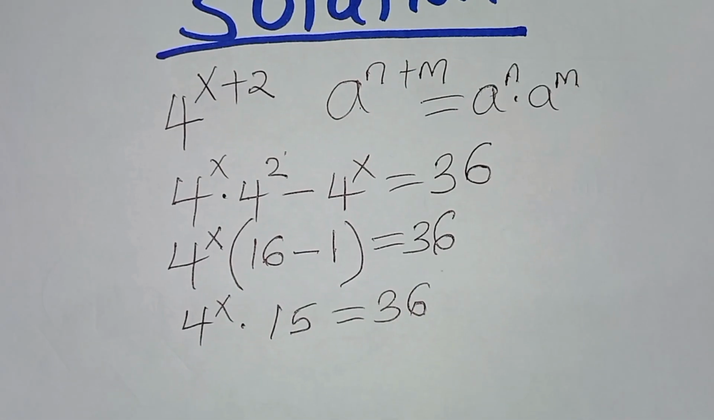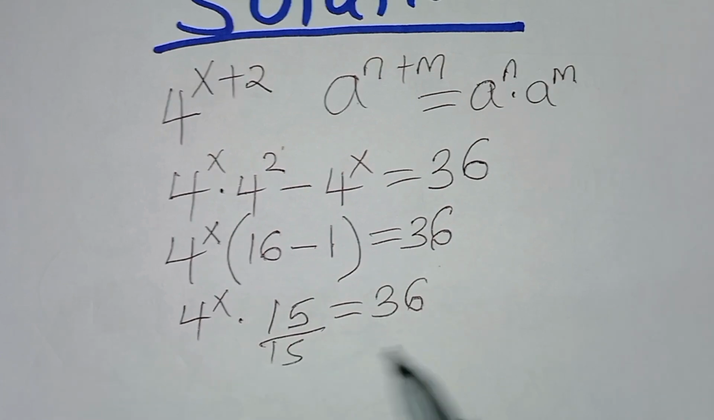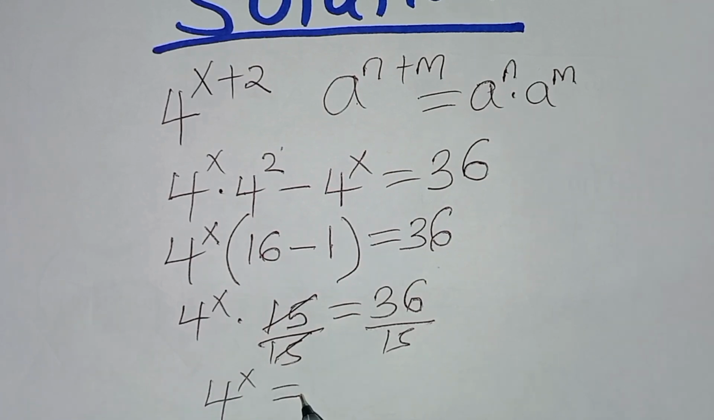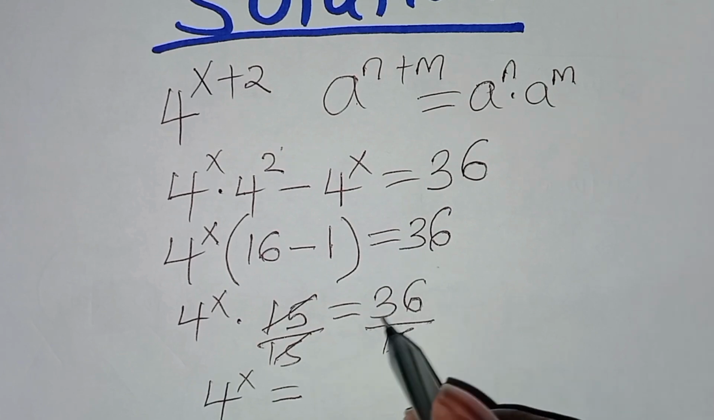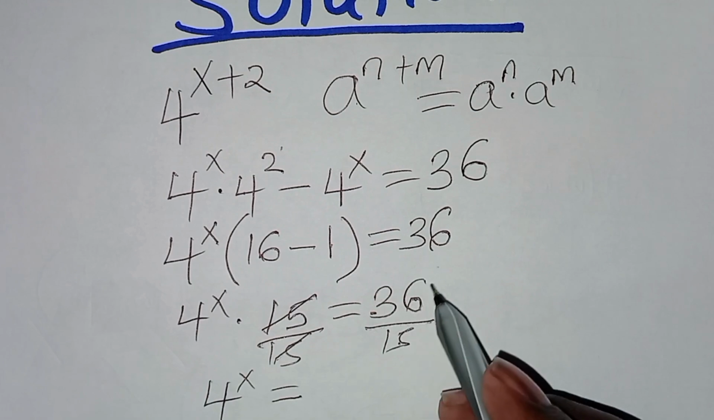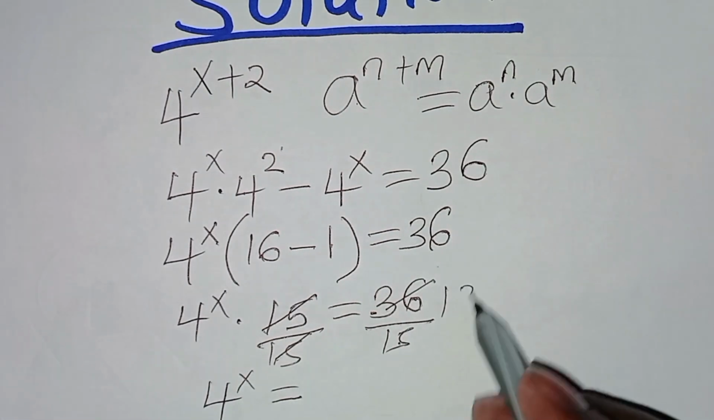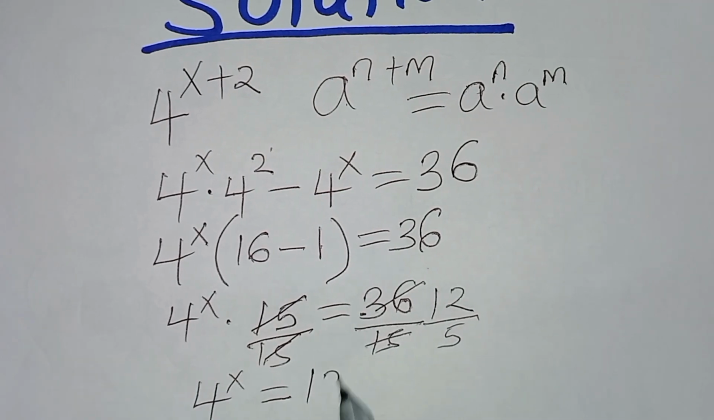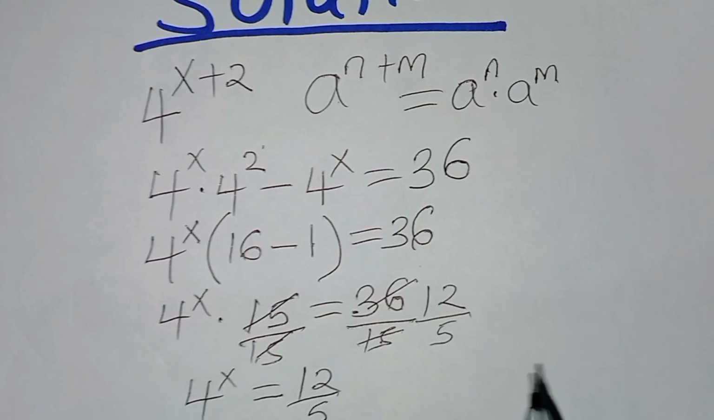Now the next step here, let's divide both sides by 15 so that now we'll have 4 to power x equal to 36 over 15. So let's divide here by 3: 36 divided by 3 is 12, and 15 divided by 3 is 5. So we have 12 divided by 5.